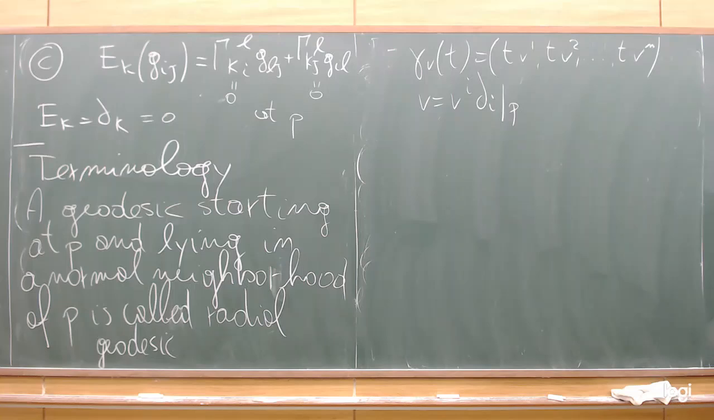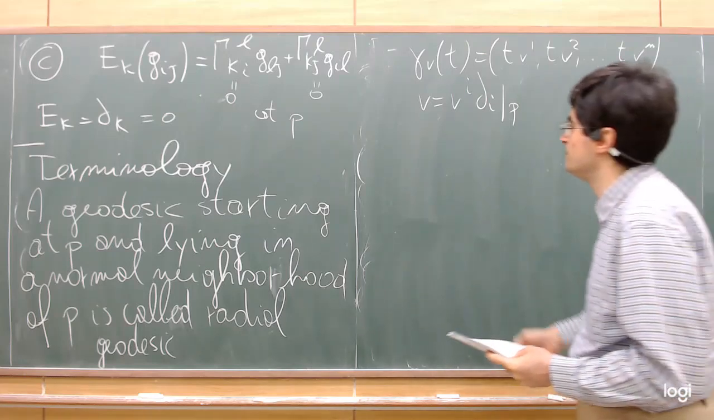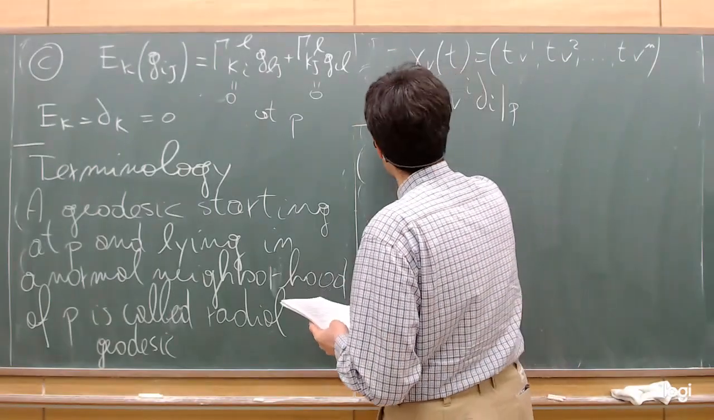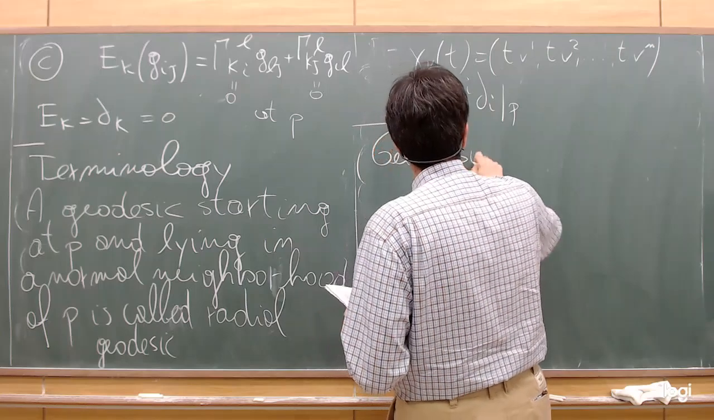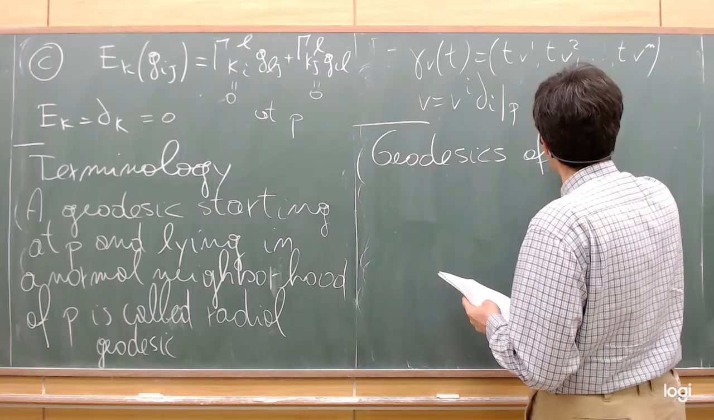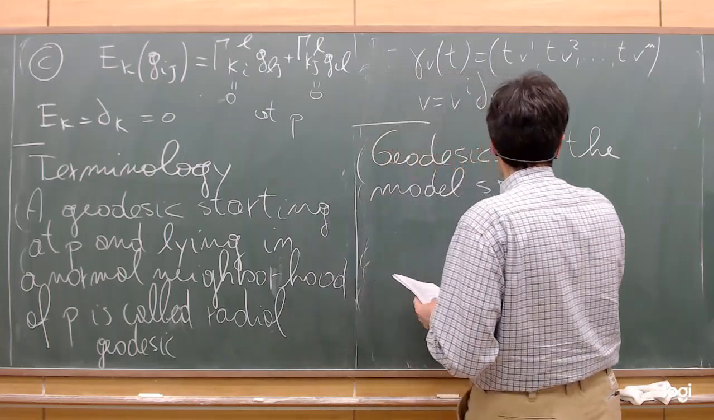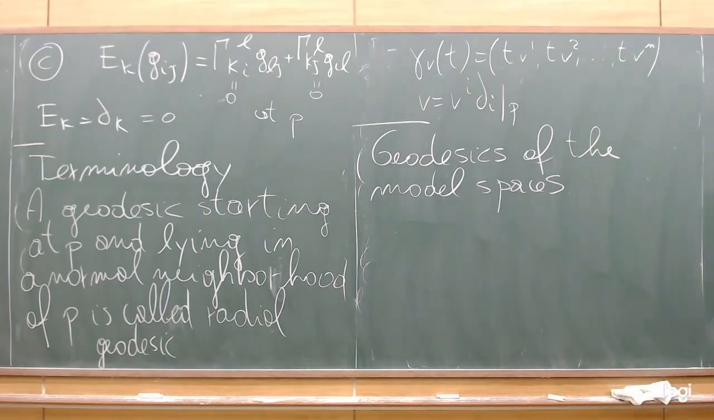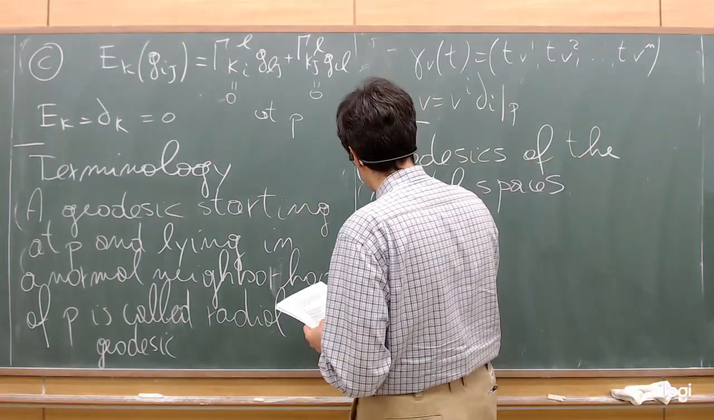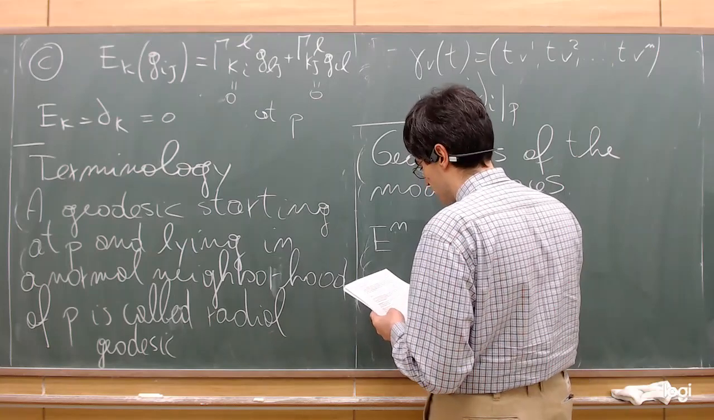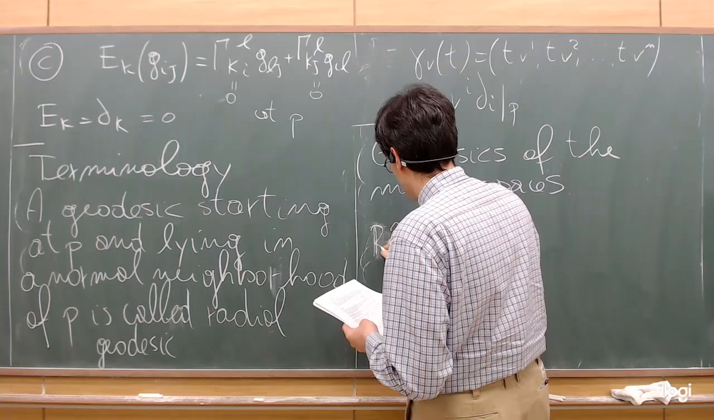The second goal is to try to understand what are the geodesics of the model spaces. The easiest case is the R^n.